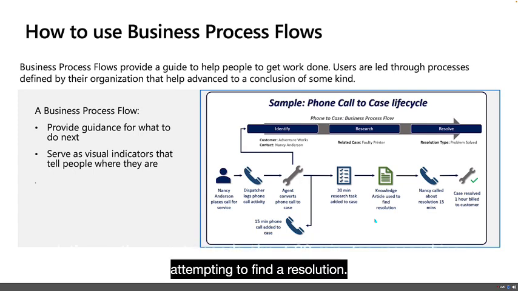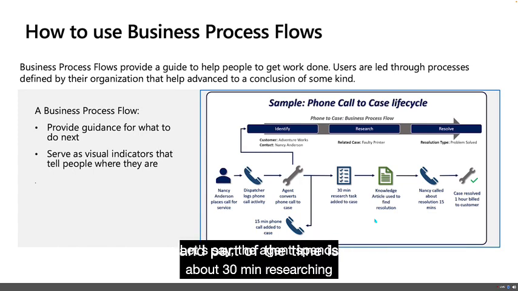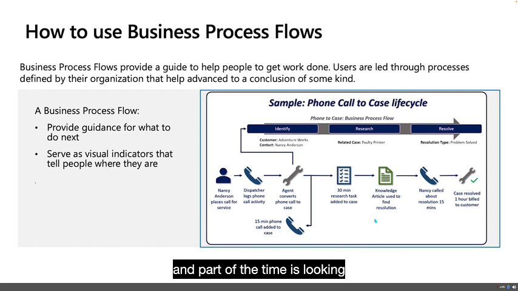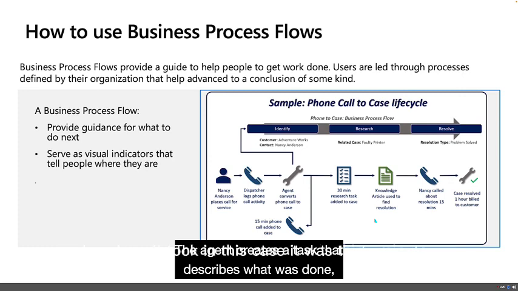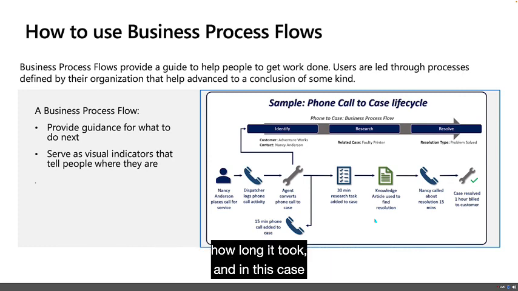Let's say the agent spends about 30 minutes researching, and part of the time is looking up the issue in the knowledge articles. The agent takes the article and emails it to Nancy. The agent creates a task that describes what was done, how long it took, in this case it was 30 minutes, and what was the resolution. We then move into the resolve stage.